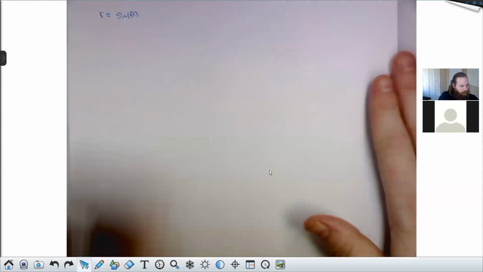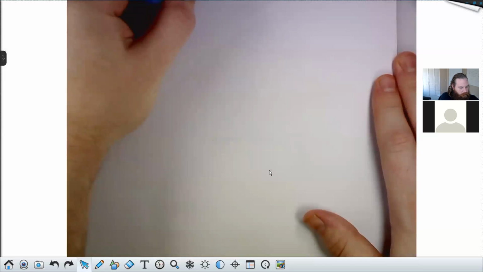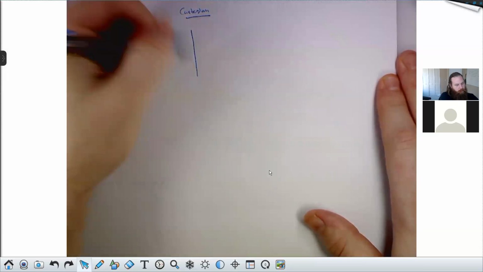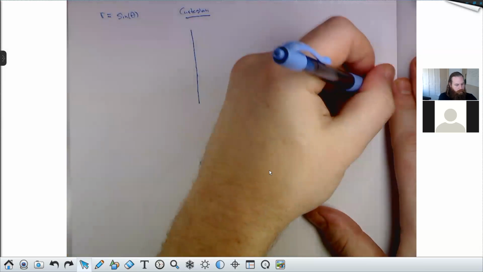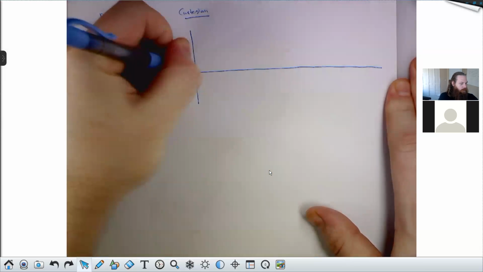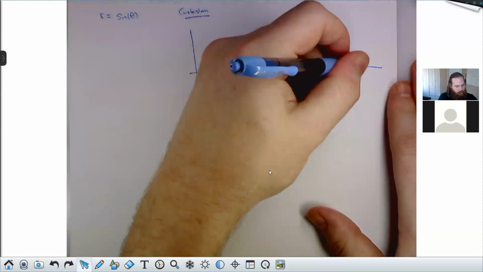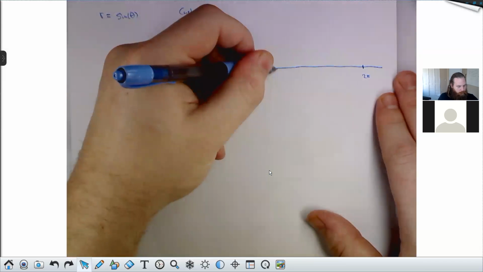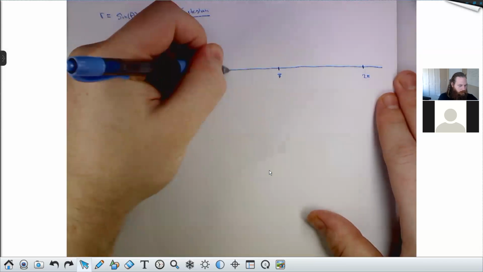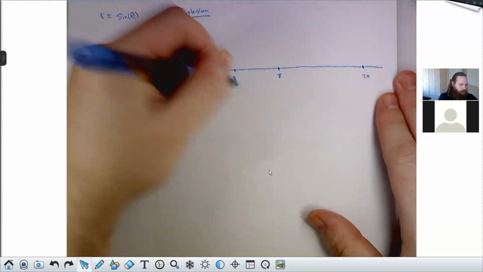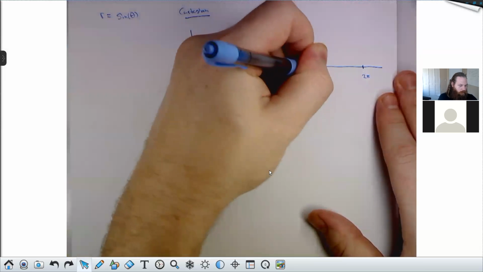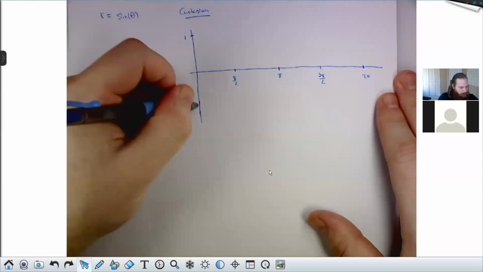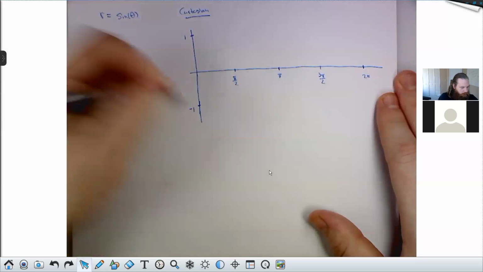All right. I begin with the Cartesian graph, and always at least from 0 to 2 pi. We'll mark this as 2 pi, pi, pi over 2, 3 pi over 2. I'll come up here and mark this as 1, and come down here and mark this as -1.